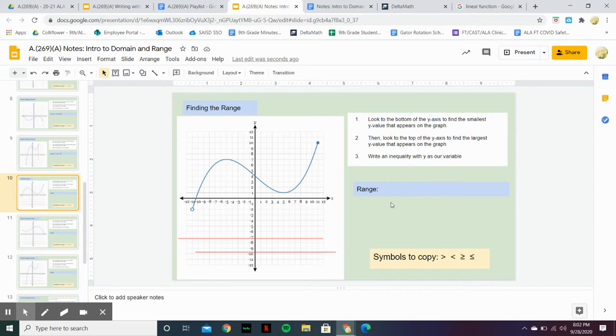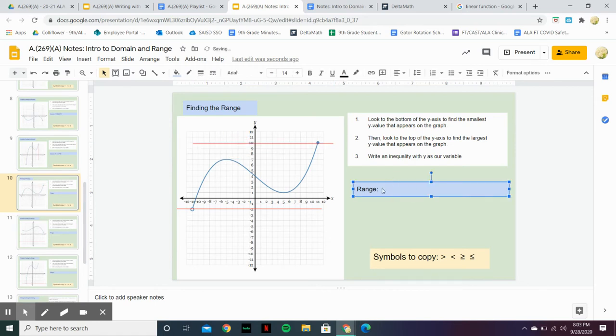Now, when we are finding the range, we're going to basically do the opposite. Last time we were looking at the x-axis, this time we are looking at the y-axis. So the first thing to do is look at the bottom of the y-axis. Find the smallest value our graph has on the y-axis, and here it is at negative 2. And remember, there's an open circle there, so negative 2 is not included in our range. Second step is to take our other red line and look to the top of the y-axis and find the largest y value that appears on our graph, and it looks like it is at positive 10.